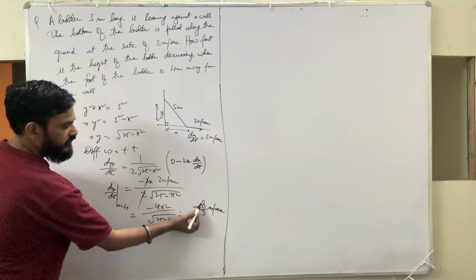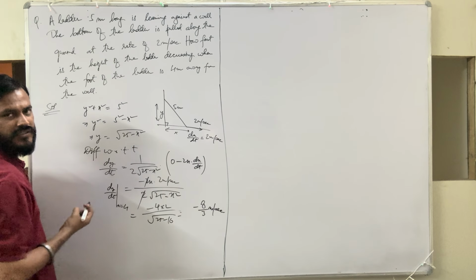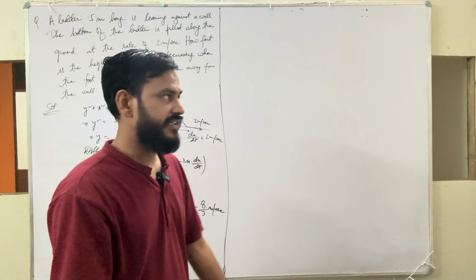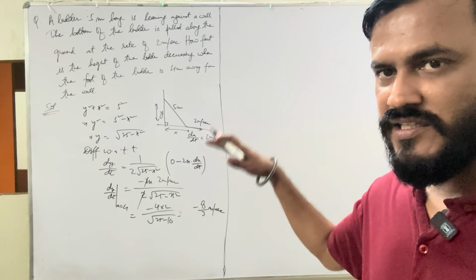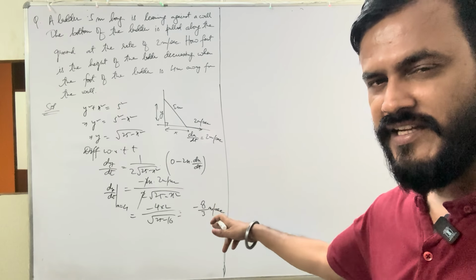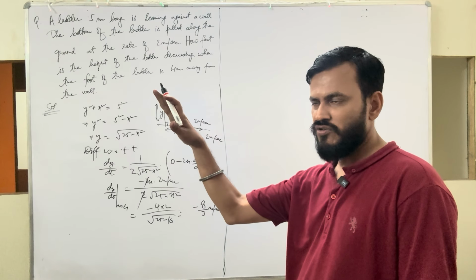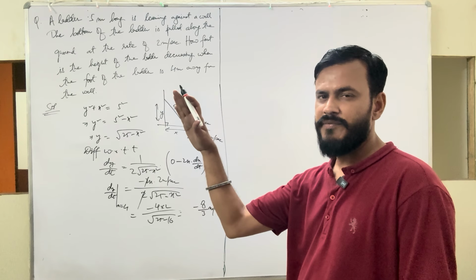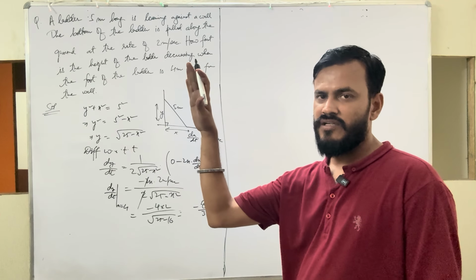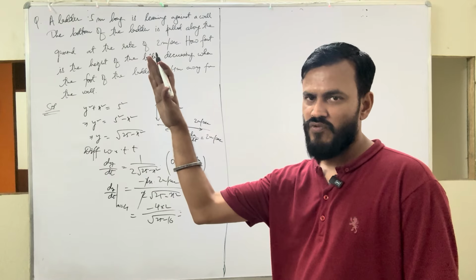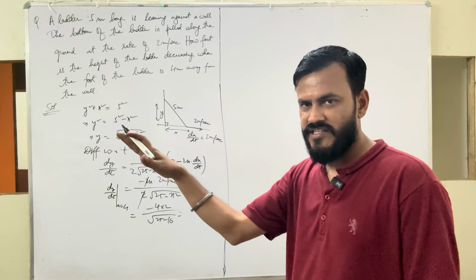So the rate of decrease in height of the ladder is 8 by 3. This suggests that the height of the ladder is decreasing. The negative sign shows that the height of the ladder is decreasing along the wall. The length of the ladder will remain fixed, but the height till which the ladder is reaching on the wall is decreasing as it is sliding down.